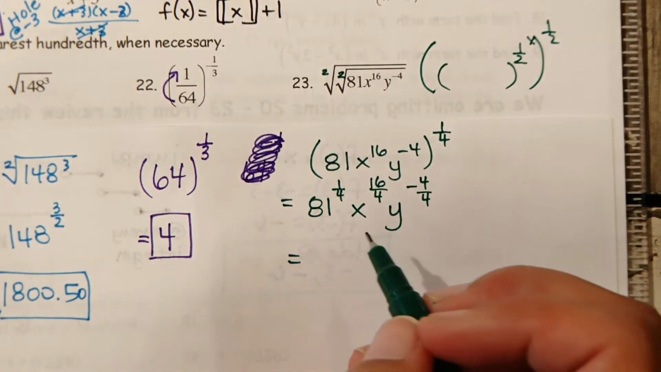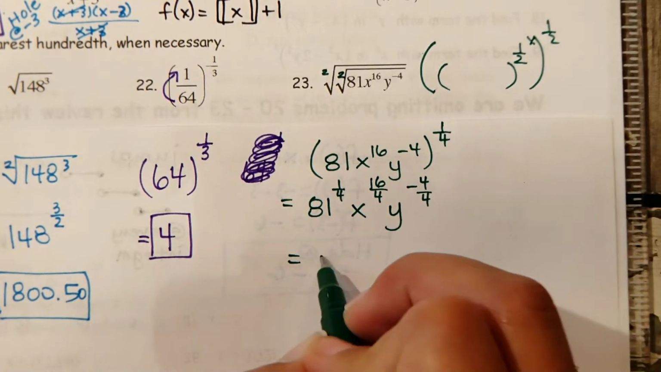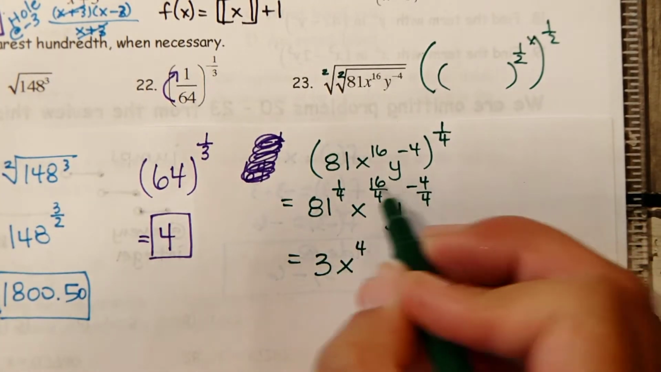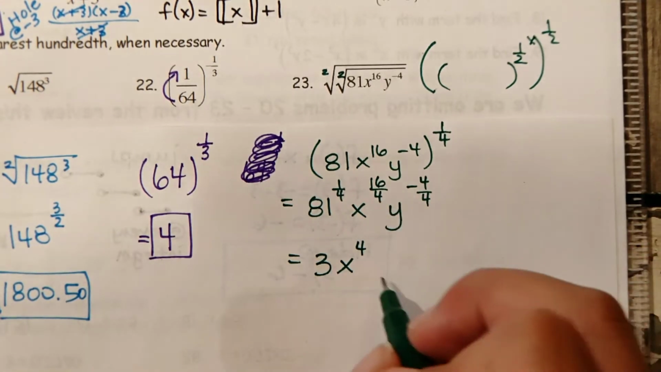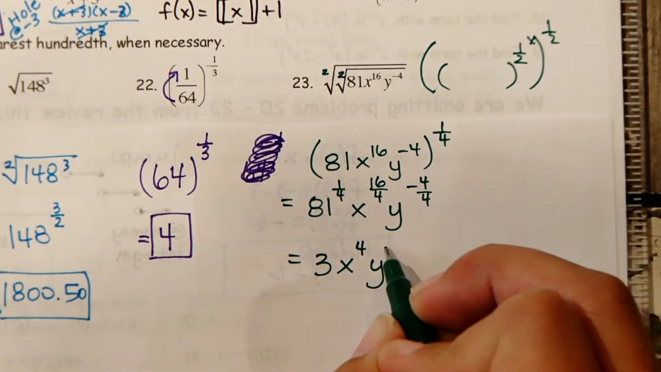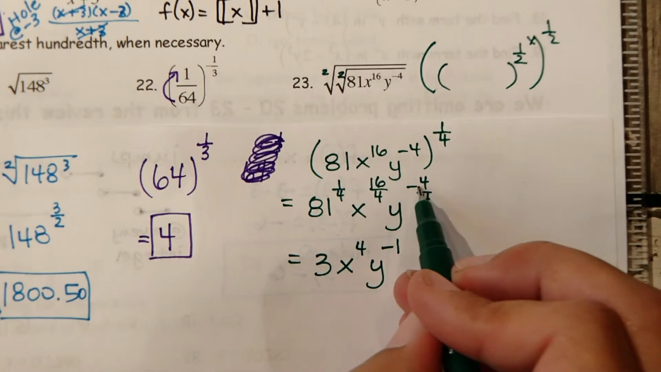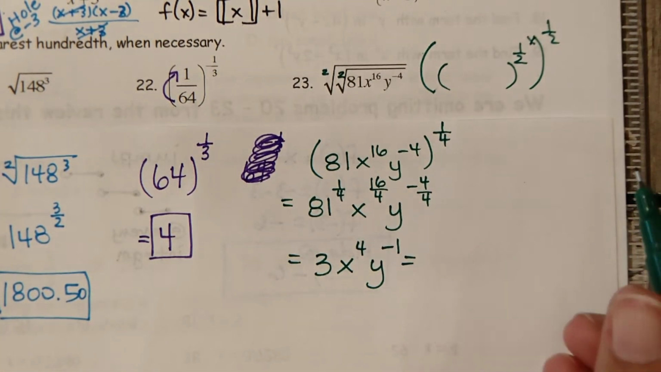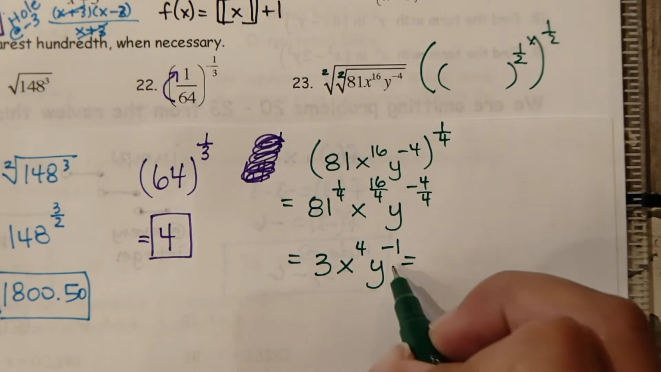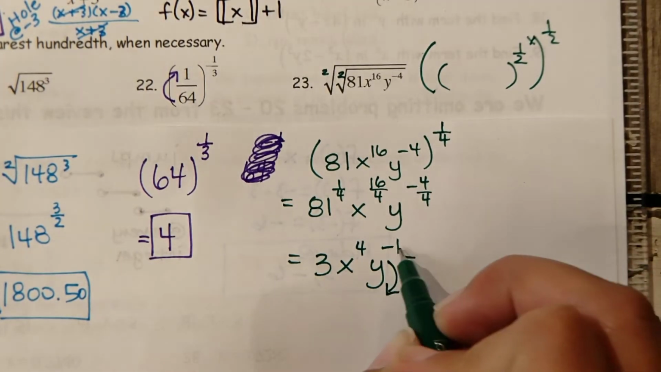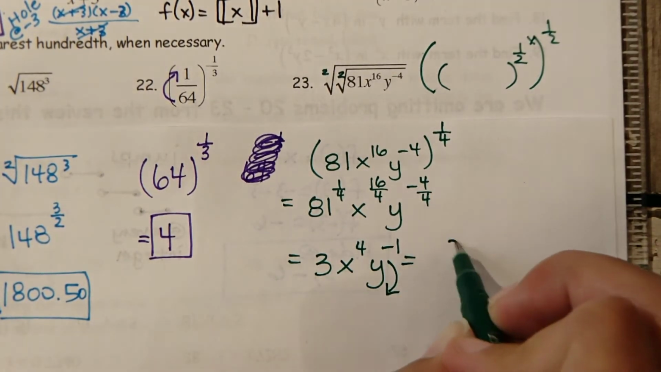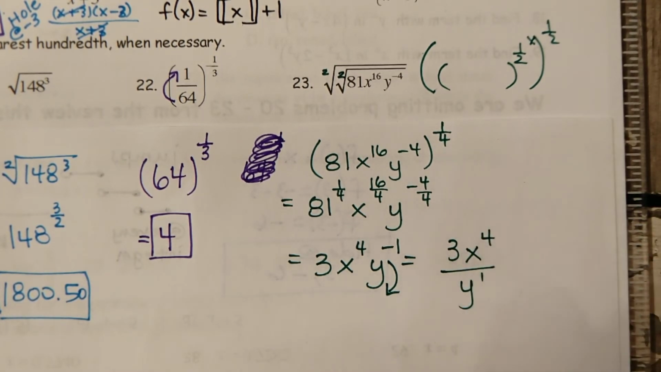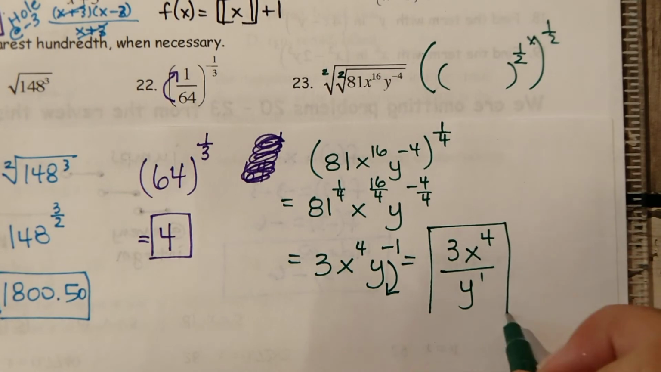And then further simplifying, 81 to the 1/4. What number times itself 4 times is 81? That's going to be 3. This simplifies to x to the 4th, 16 divided by 4. And then this is going to simplify to y to the negative 1, negative 4 over 4. So in order to make all the exponents positive, which is always the case in all of your answers, they need to be that way, this needs to go down in order to make the exponent positive. So we'll have 3x to the 4th over y to the positive first now, because it's been moved to the denominator.